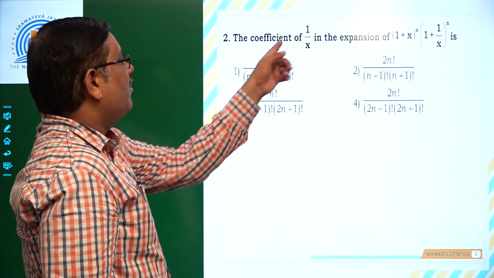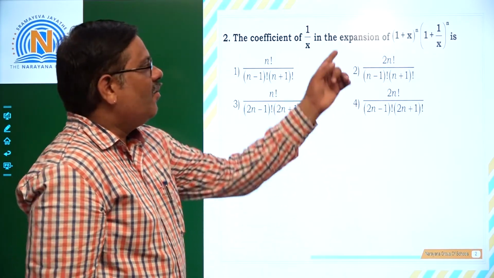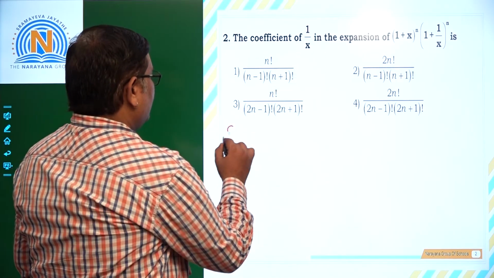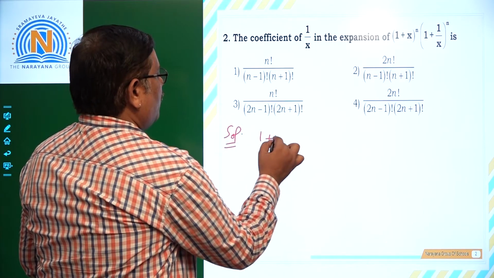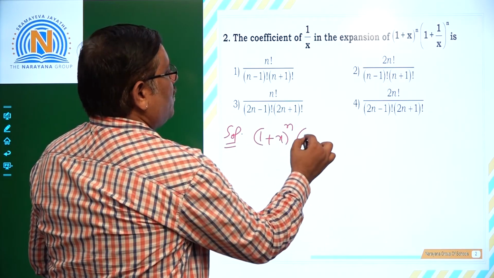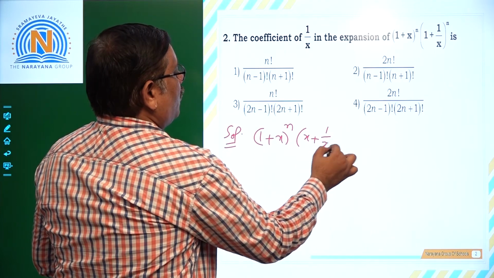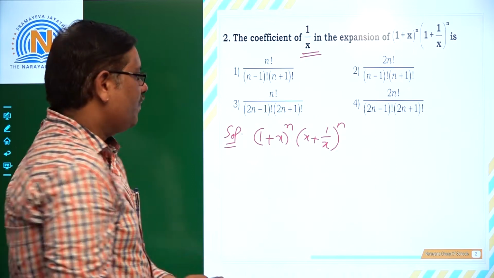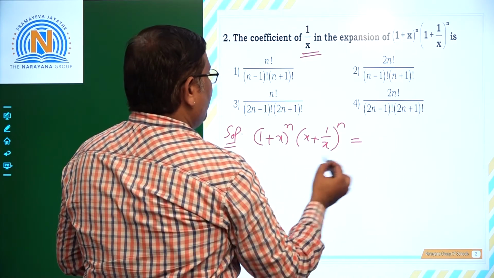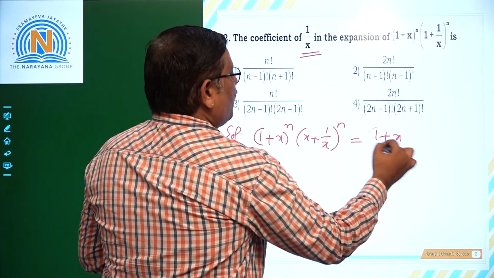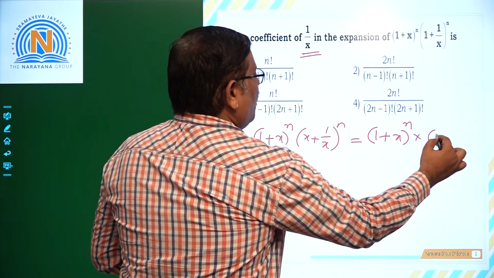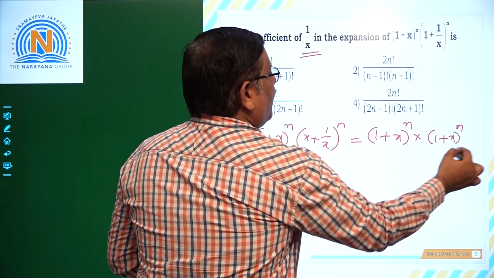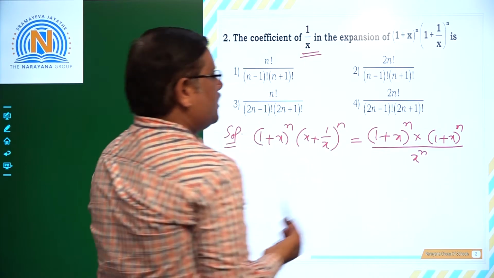The coefficient of 1 by x in the expansion of (1 plus x) whole power n times (x plus 1 by x) whole power n. He is asking us to find out the coefficient of 1 by x. First let us simplify this. If you simplify this, you are going to have (1 plus x) whole power n into (1 plus x) whole power n upon x power n. This is how we can write it.